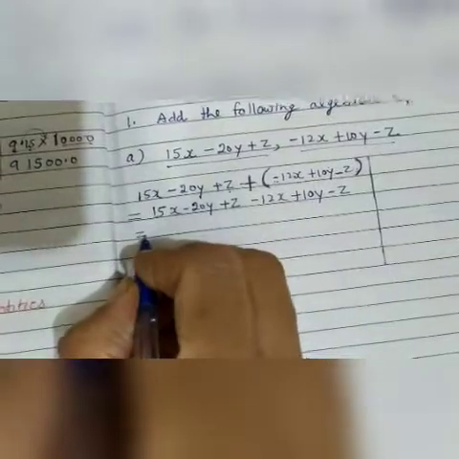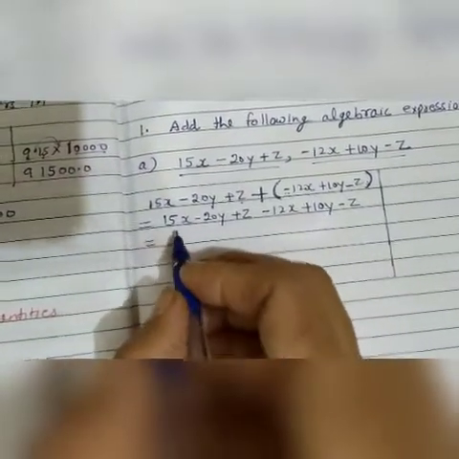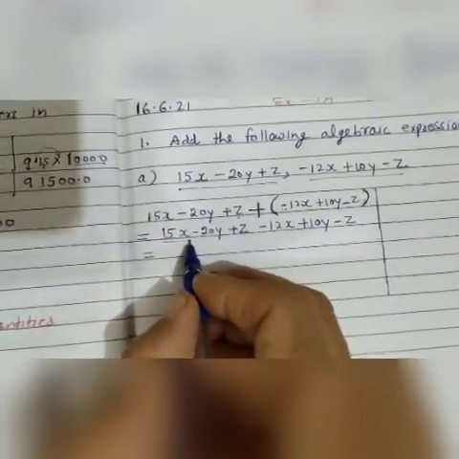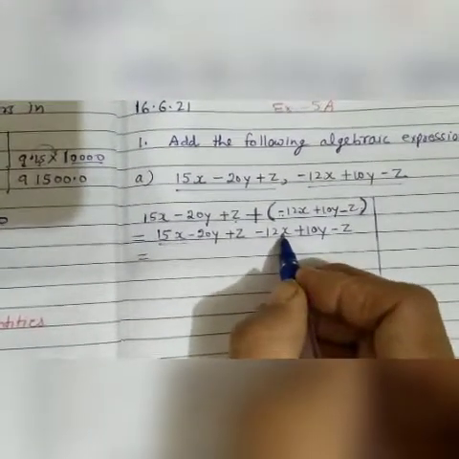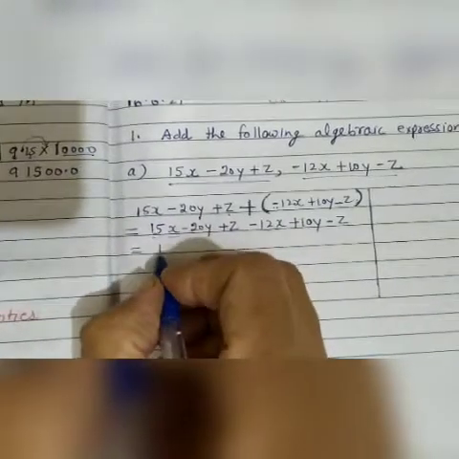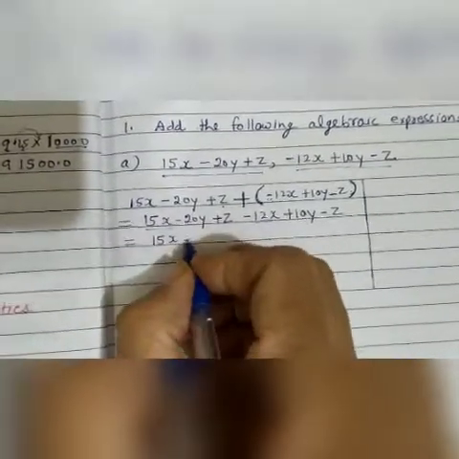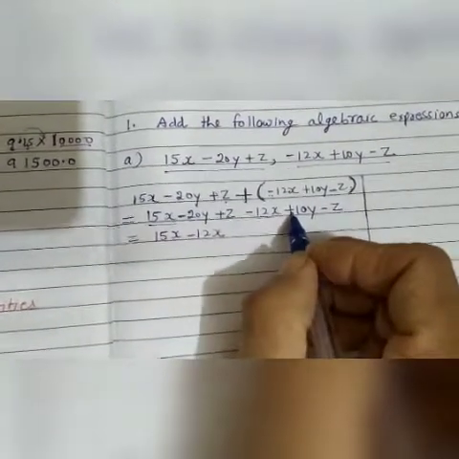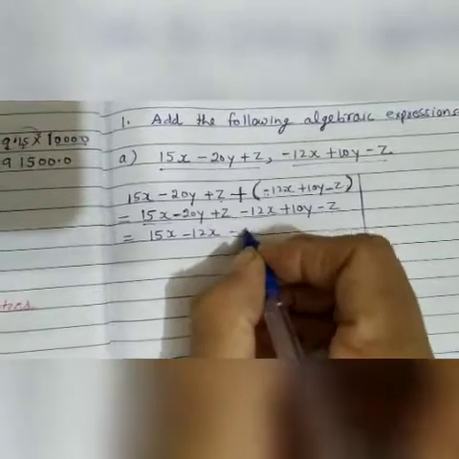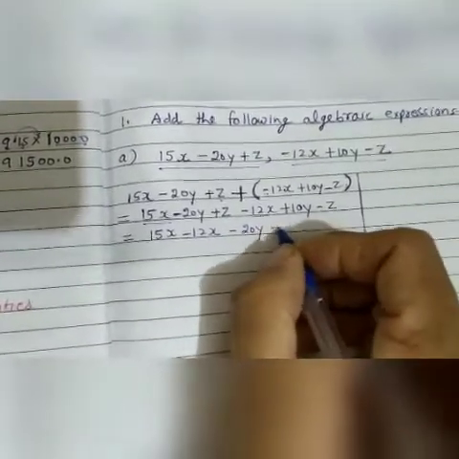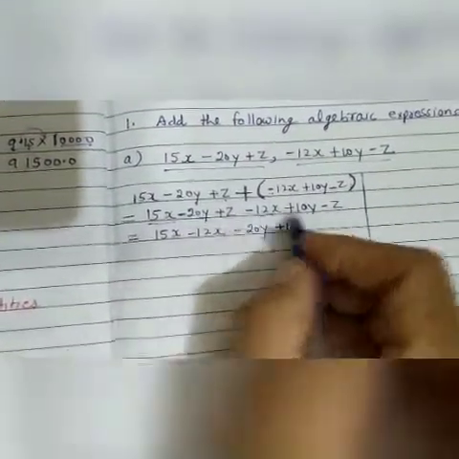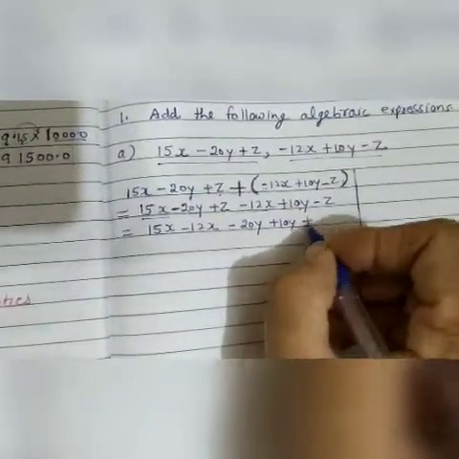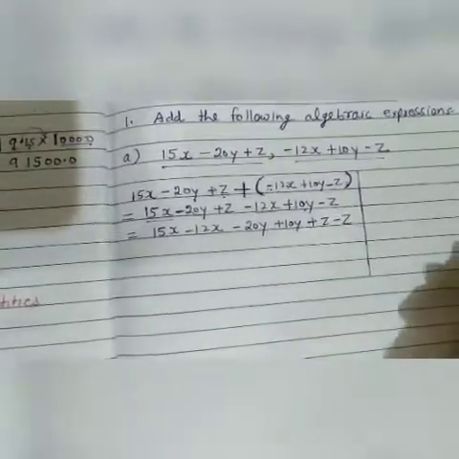Now what we will do, first we will write the like terms. See here, this is 15x, then its like term is minus 12x. We will write all the like terms together, 15x minus 12x, then this minus 20y and this plus 10y. Both these are like terms, then this plus z and minus z.